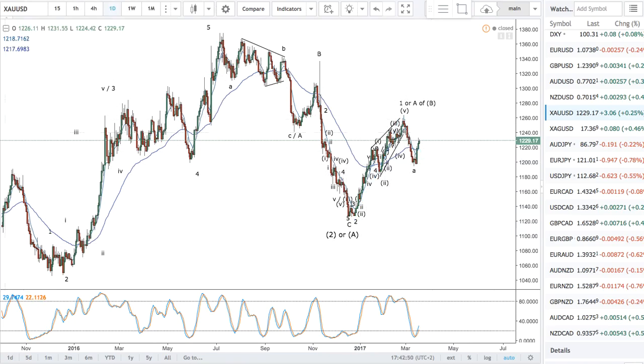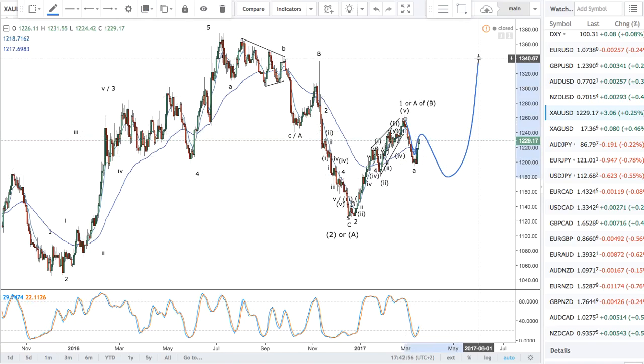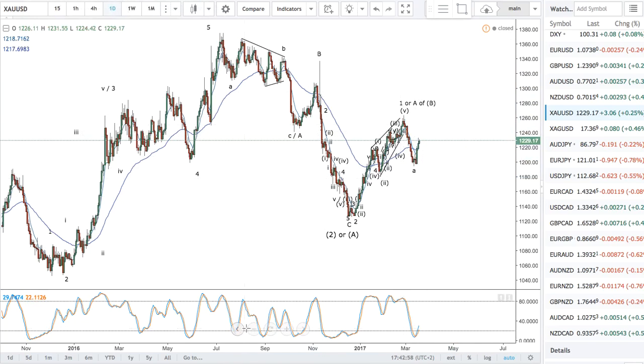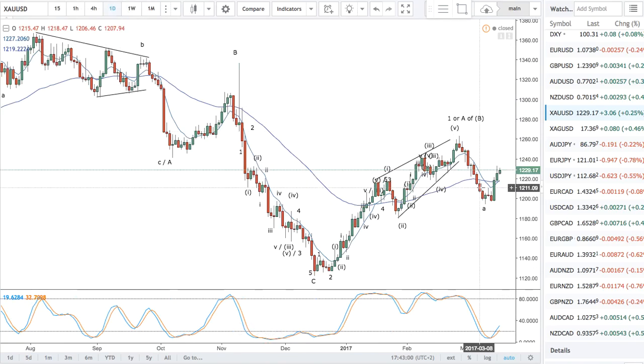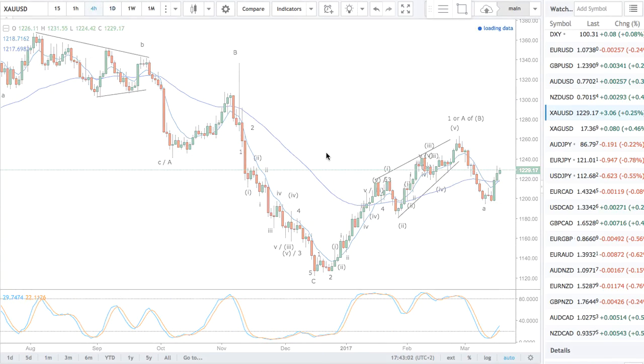Alternatively, I would still like to see one more low here, and then we could have a much more bullish view on this, which would be wave three. So there are two views open. I am looking higher in this for now. It's just a question if we come down more overall.